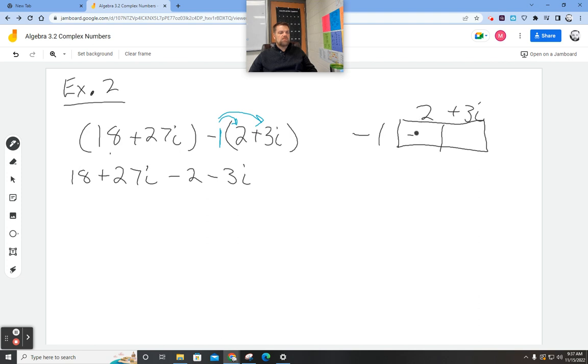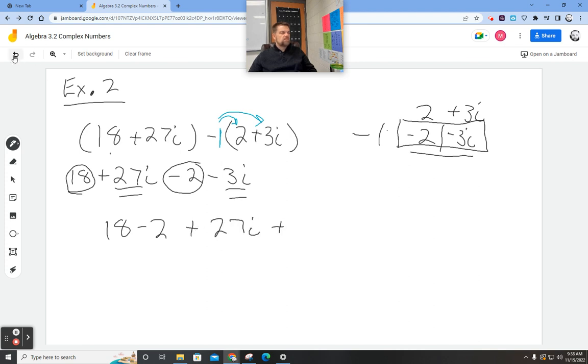What's -1 times 2? -2. What's -1 times positive 3i? -3i. And then you just write down whatever you have here. Well, this is the imaginary part. This is the real part. So I would say 18 minus 2 plus 27i minus 3i. And so 18 minus 2 is just 16. 27i minus 3i is just a positive 24i.